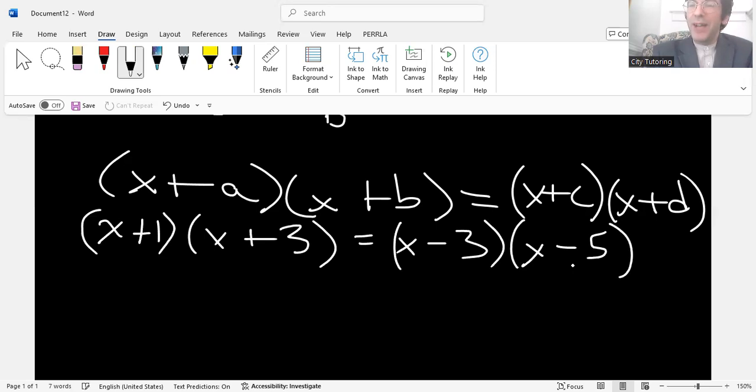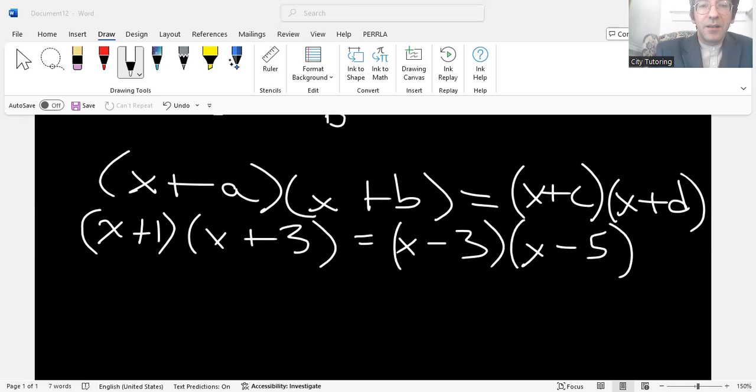Now imagine if you had to use distribution here. What a bloody mess. Imagine that for a moment. And pardon my language, by the way. But you'd have X plus 1 times X plus 3. It would take you forever. And so there's a way, if we use the formula, C times D minus A times B divided by A plus B minus C minus D. Well, let's do that.